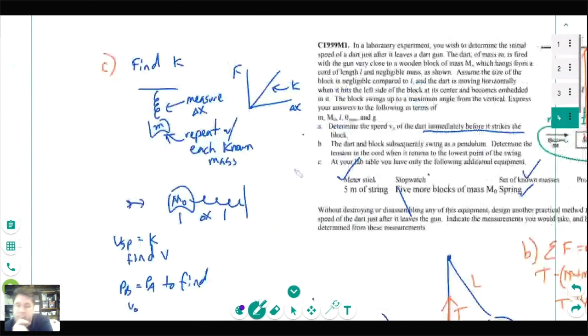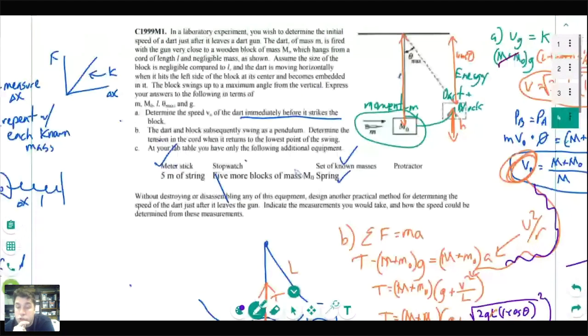Oh wow, did he give us a stopwatch? I'm thinking, do you just shoot the dart straight up and do kinematics? Or potential energy turns into kinetic energy. It's got to be kinematics because we have a stopwatch. So you can time until the dart falls back down again. Half that time is when it stops. You know the acceleration is g. I'm liking that one.